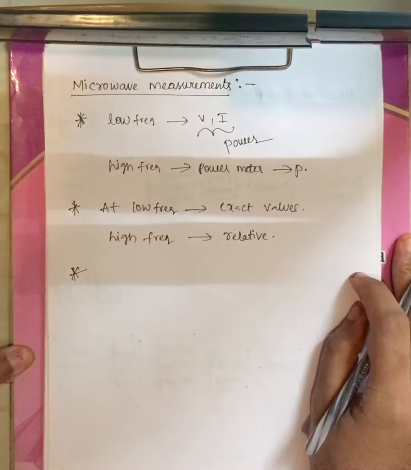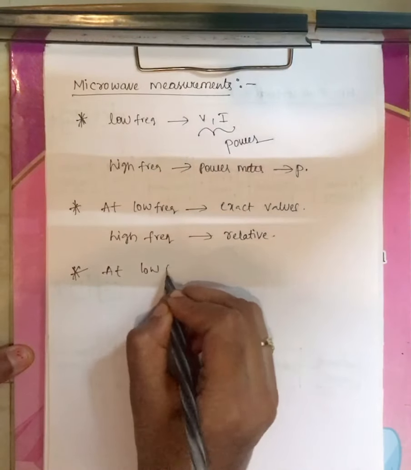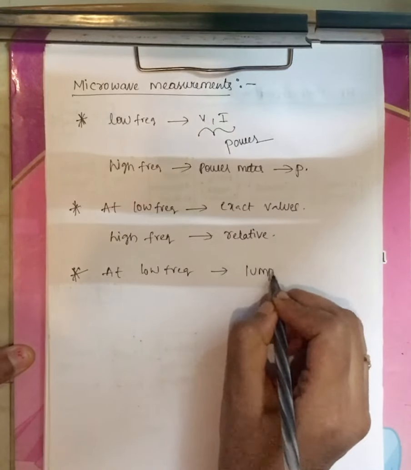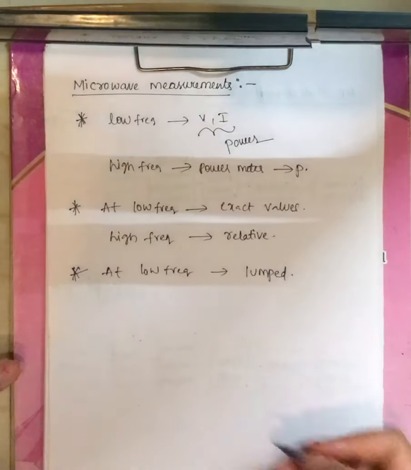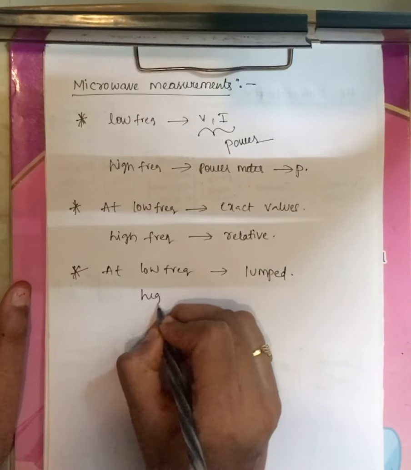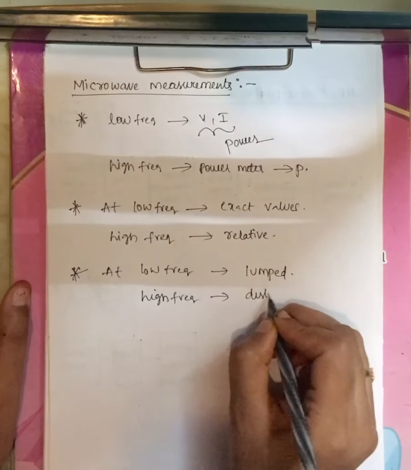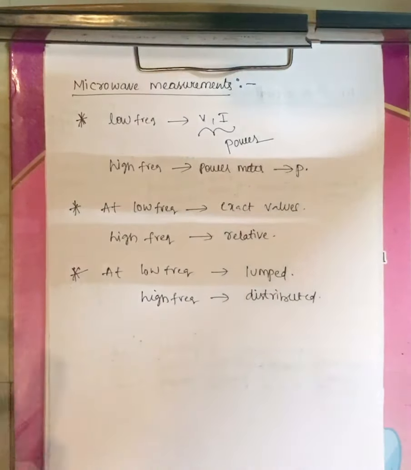Now coming to another difference. At low frequency, circuit elements are lumped, and those can be identified and measured. Whereas at high frequency, the circuit elements are distributed, and there is no need to identify them. These are the main differences between low frequency and high frequency.